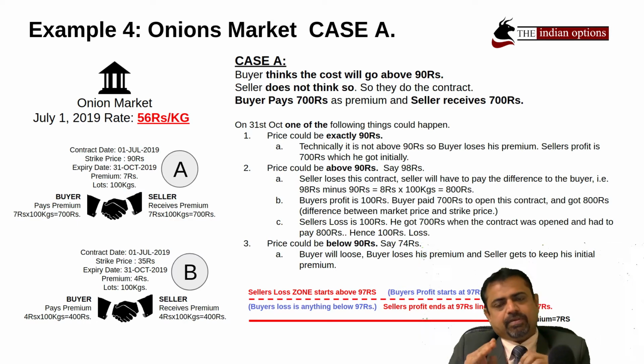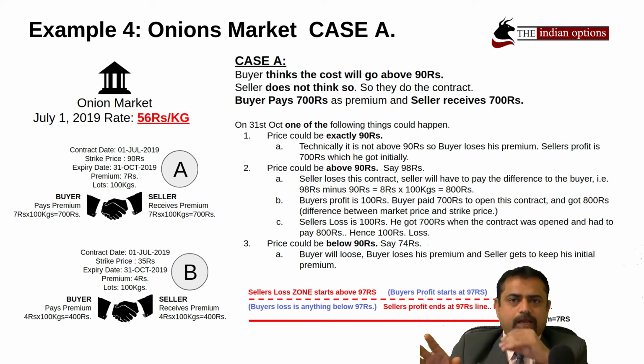Now say if the price is below 90 rupees, say 74 rupees. Now the buyer will lose. The buyer will lose his premium and the seller can keep his initial premium. Okay, that's what happens in the market, guys. This is the real life situation. This is as close as you can get to the real options market.